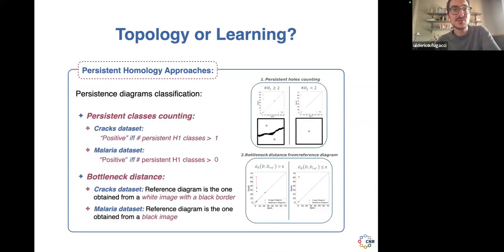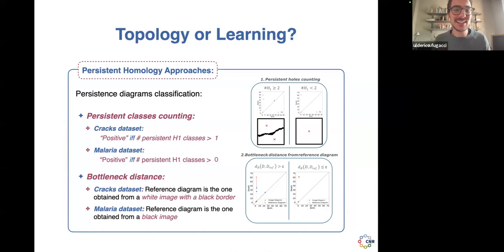And we exploit this fact to perform our classification of these persistence diagrams by adopting the two most naive and trivial ways to do this kind of analysis. The first method that we call persistent class counting does exactly what is written: it simply counts the number of relevant homological classes and classifies a Cracks image as positive if this number is greater than 1, or negative otherwise. A similar criterion is applied for the malaria datasets, but considering 0 as the threshold instead of 1.